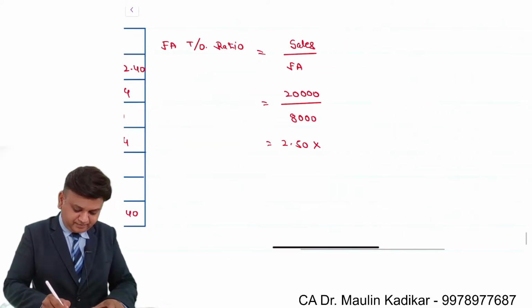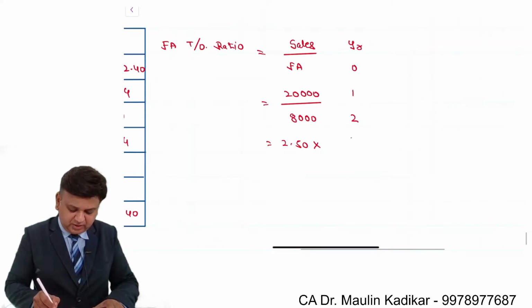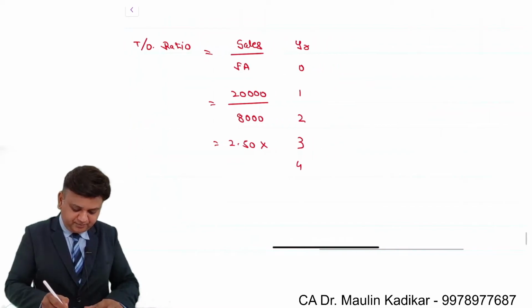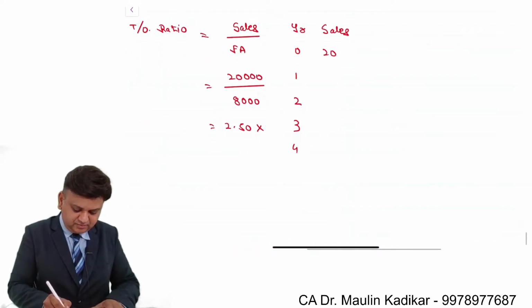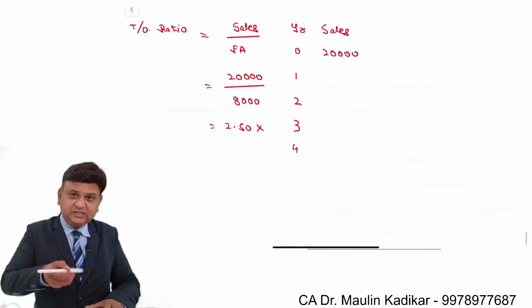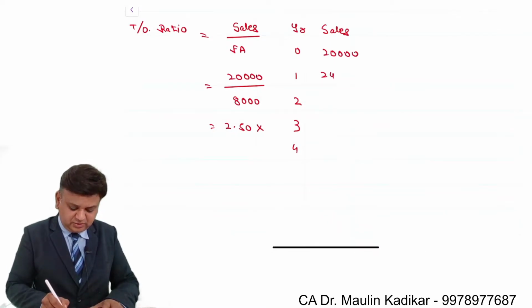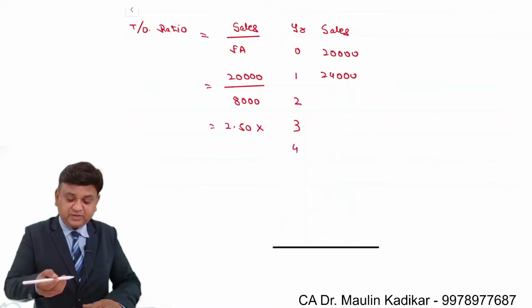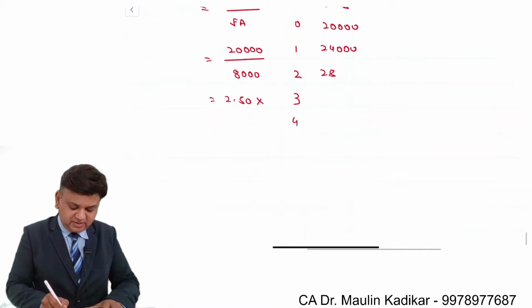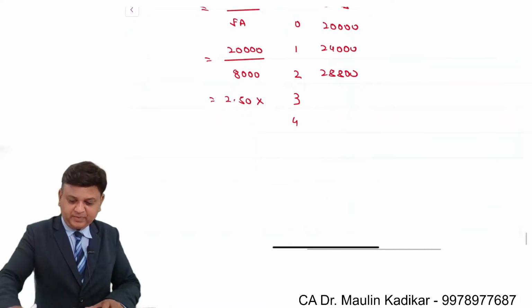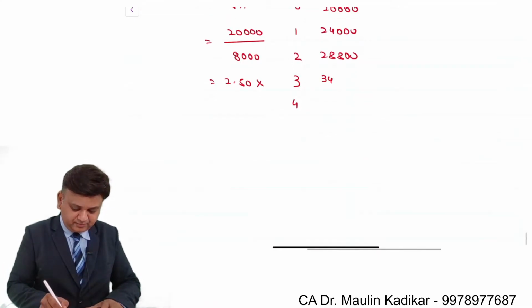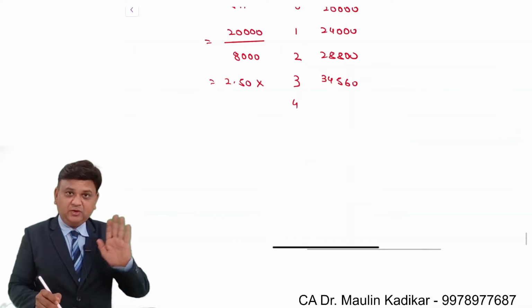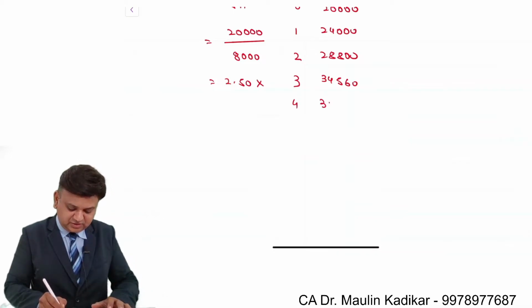Now, year 0, year 1, year 2, year 3, year 4. You can understand something like this. Sales is 20,000. Then it increases by 20% to 24,000. Further 20%, 28,800. Further 20%, 34560. And then it will not increase. So it is 34560.